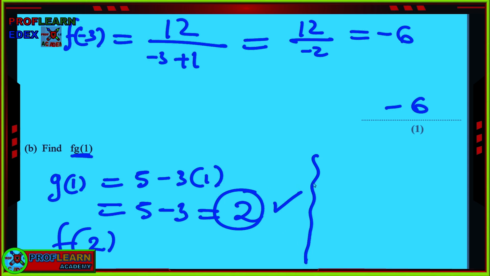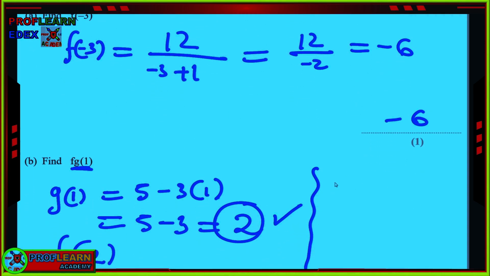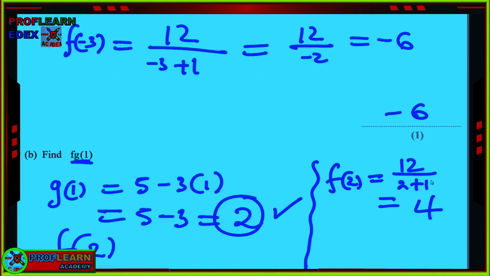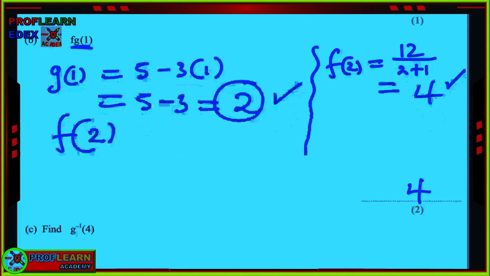Then you are going to substitute into the function f. Anywhere you have x in the function f, you're going to substitute. So it will be 12 over 2 plus 1, and that's going to translate to 12 divided by 3, that's going to give us 4, and that becomes our answer for that.